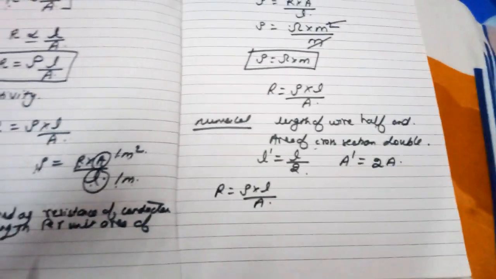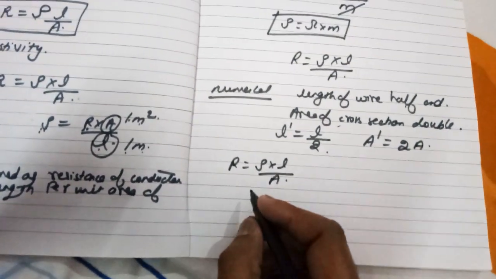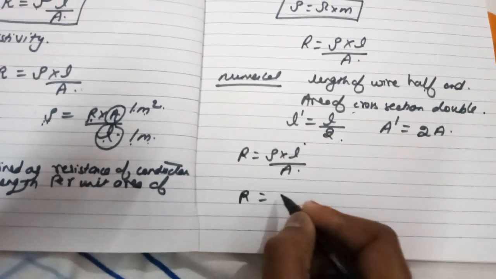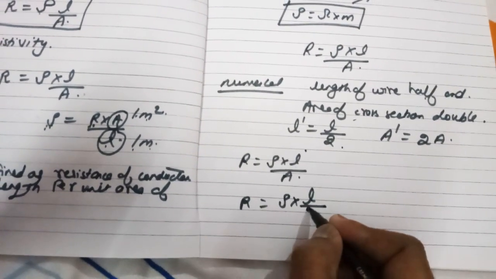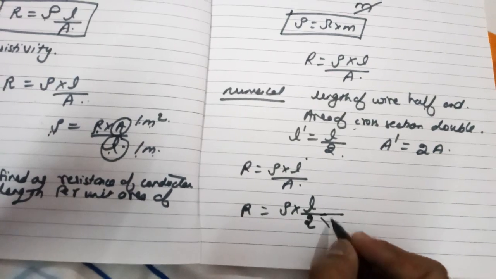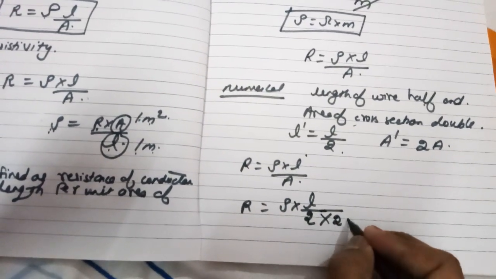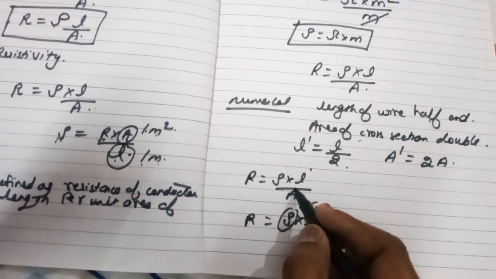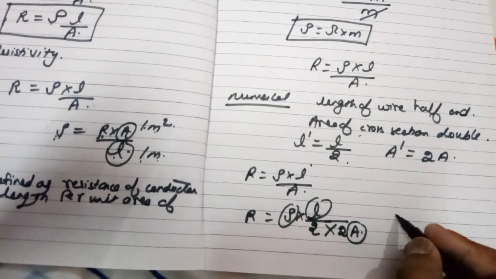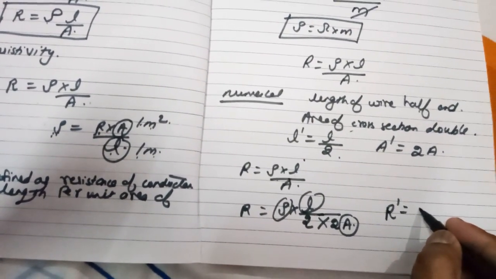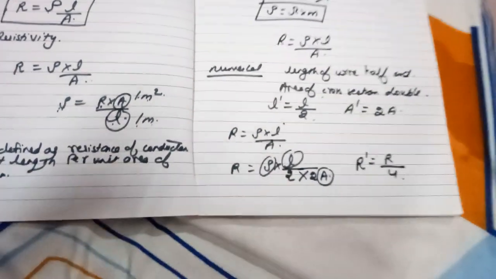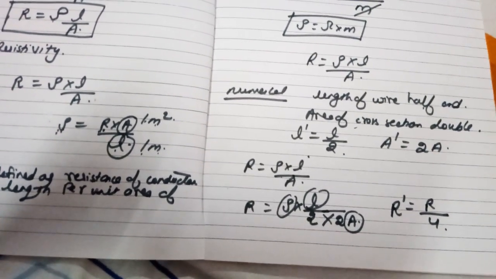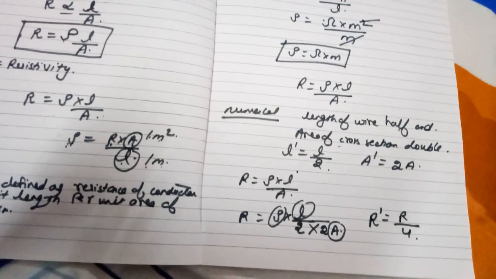Now we know that R equals rho into L upon A. This is before, but when we halve the length, now length is L upon 2. So new resistance equals rho into L upon 2 over 2A. Now rho into L upon A is R. So new resistance is R upon 4. Now new resistance is 1 upon 4 times the old resistance.